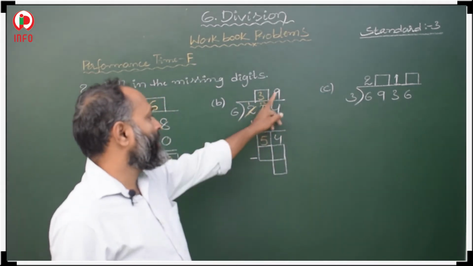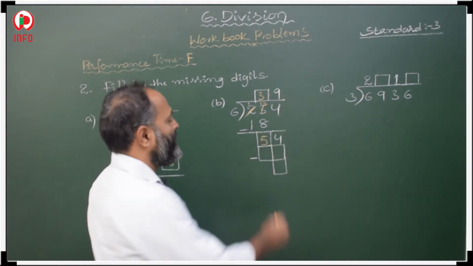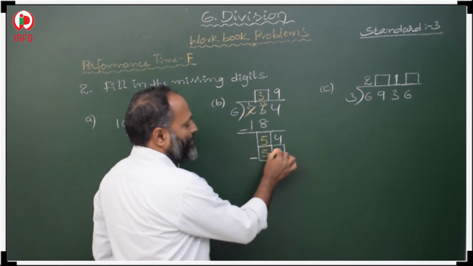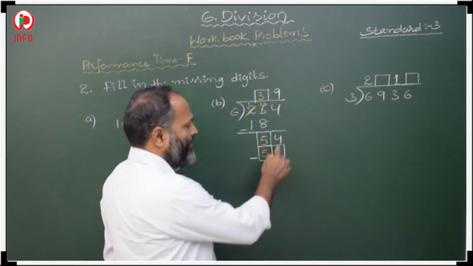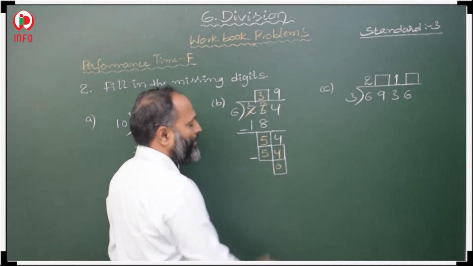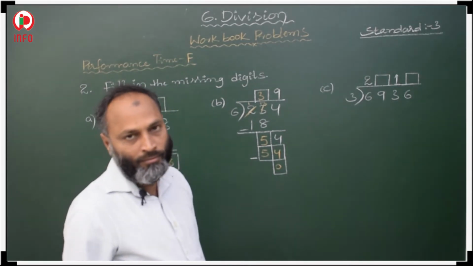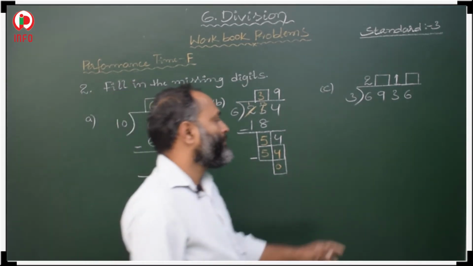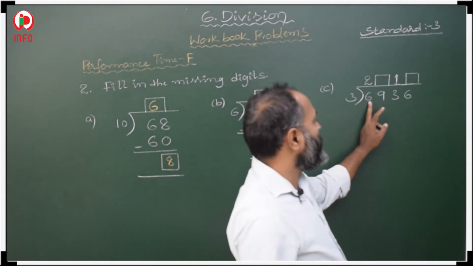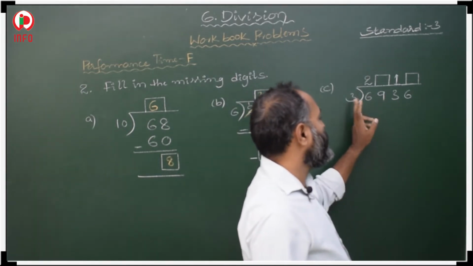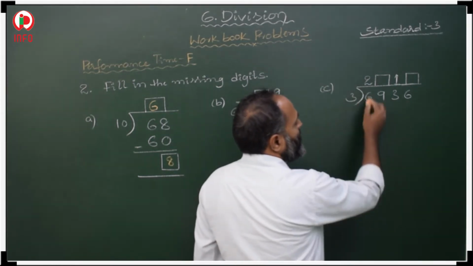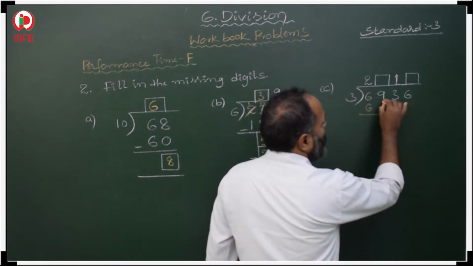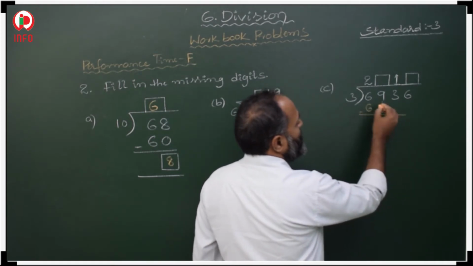Now here 9 is given, 6 9s are 54. Next, same number minus same number, remainder is 0. Next, here we have to divide 6936 by 3. Here 2 is already given, it means we have to take 2, 3 2s are 6, we have to write it here, and after that 6 minus 6 we have to do, that is 0.